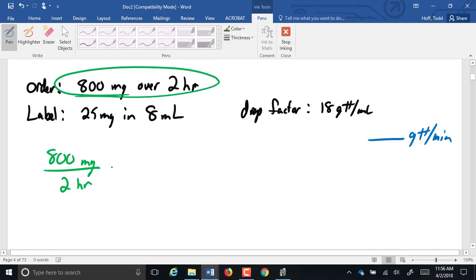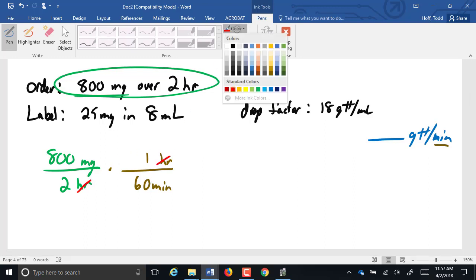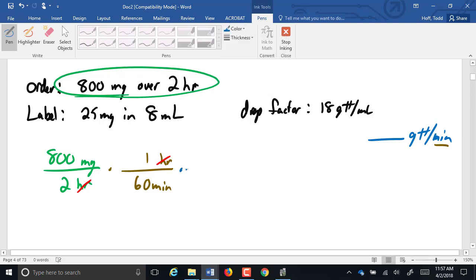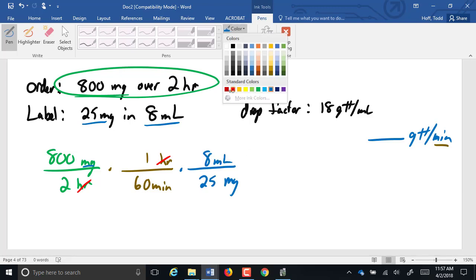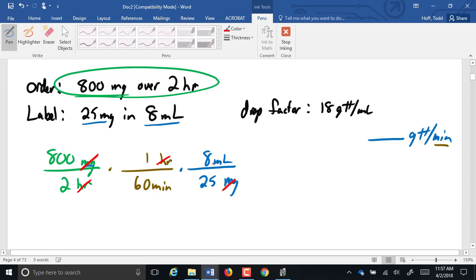I'm going to go ahead and get rid of the hours first because we need to get to minutes. Hours on top, 1 hour is 60 minutes. So the hours have canceled out. Need to get rid of milligrams. Milligrams will go on bottom since they're on top. 25 milligrams is 8 milliliters. So milligrams have canceled. Right now we've got milliliters per minute.